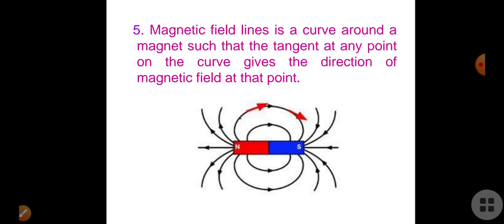Fifth point, a magnetic field line is a curve around a magnet such that the tangent at any point on the curve gives the direction of the magnetic field at that point. So you can easily see, and we discussed a lot about it, that along a curve, if we want to know the direction, then we put a tangent on any point and we find the direction of the motion of that curve.